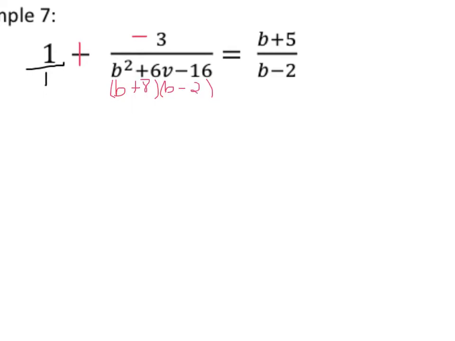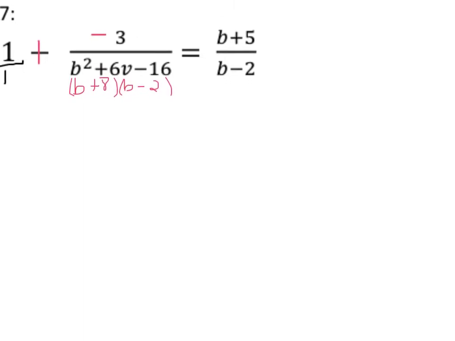Now that was an important step for us because now we have a better idea of what that common denominator will be. Our common denominator needs to have a b minus 2 binomial, because remember they are itself. B minus 2 is one thing. We can't look at that and say, oh, I need a b. No, it's one thing. So b minus 2 must be present in our common denominator, and so must b plus 8. So that is our common denominator.